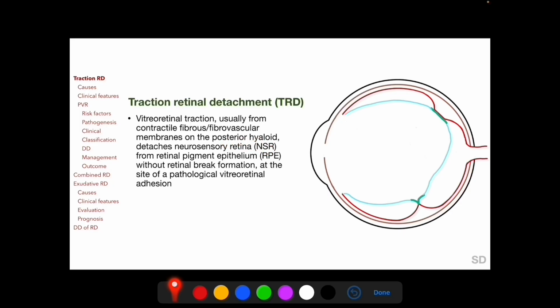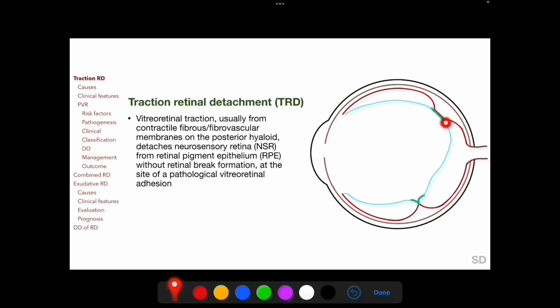Traction retinal detachment occurs when vitreoretinal traction, usually from contractile fibrous or fibrovascular membranes on the posterior hyaloid, detaches the neurosensory retina from the retinal pigment epithelium without formation of a retinal break at the site of a pathological vitreoretinal adhesion. In this diagram, the blue line represents the posterior hyaloid, the red line represents the neurosensory retina, and the brown line represents the RPE and the choroid.